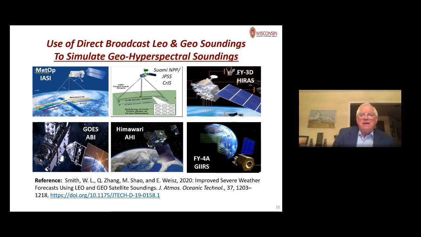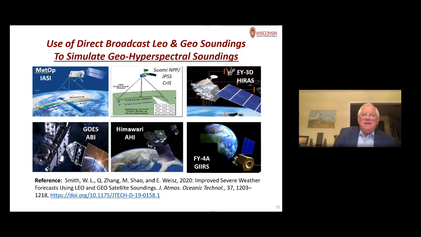But to combine that with geo imagery soundings, which are very high spatial resolution. They're on the US ABI instrument, which you heard about the other day from Tim Schmidt. He told you all about the ABI. That's very high spatial resolution, and it's very high time resolution. As high a resolution as 5 minutes.